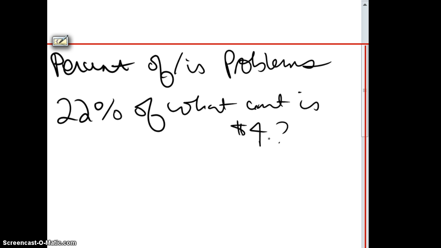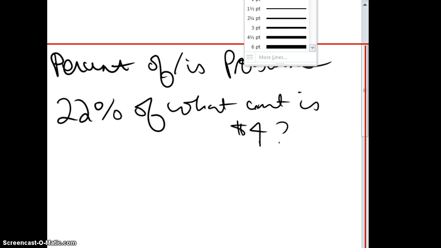There's a couple ways to do these problems. One is to kind of do more the translating between math and English, or like Spanish and English, that idea. The other one is to use more proportional reasoning. So we'll do it both ways. Let me get a thinner pen here.